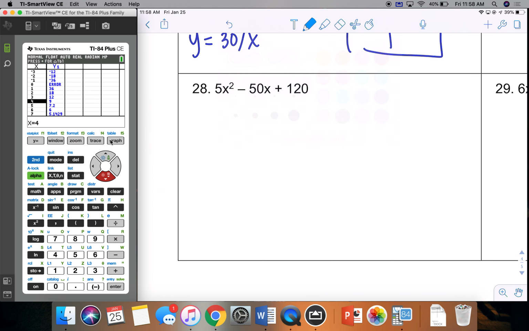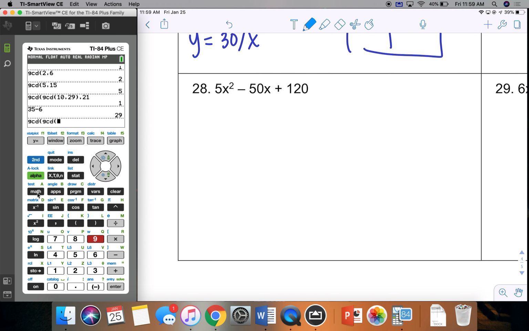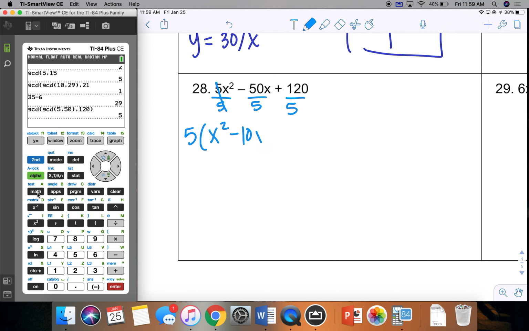Problem 28, I notice all of these look like maybe they could take out a 5, so let me check math number 9. Math number 9 between 5, 50, and 120. And all of these have 5s. So I can take out a 5, and I'm left with this. So I do have a GCF.